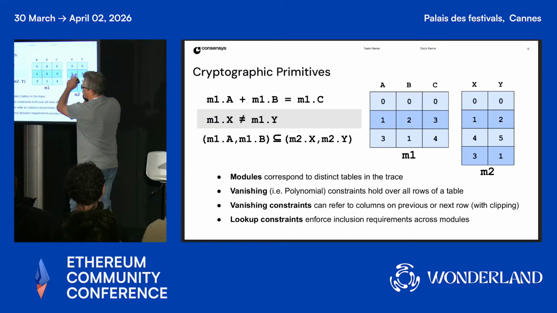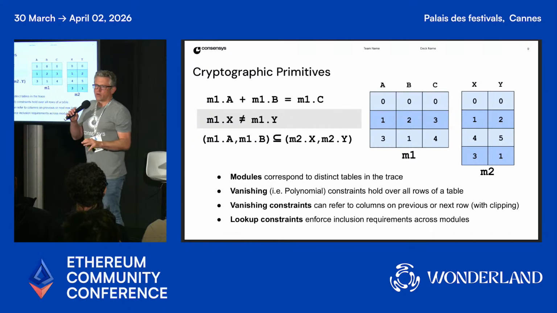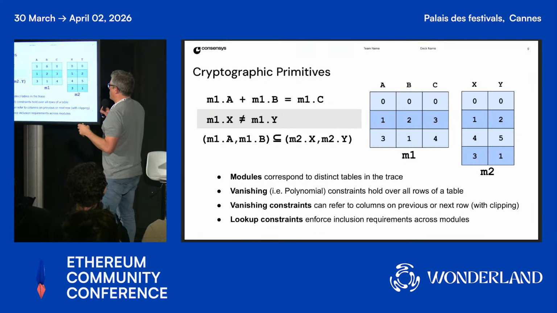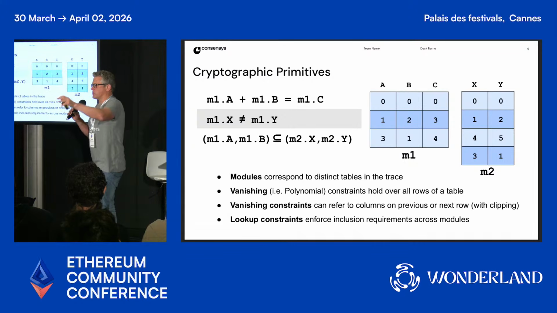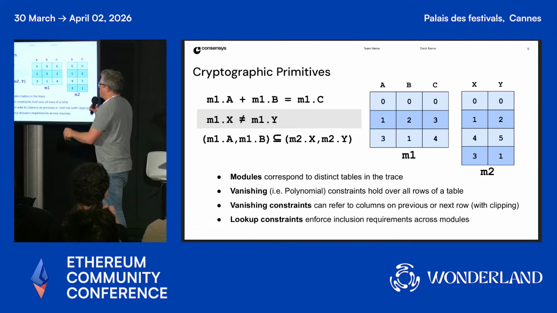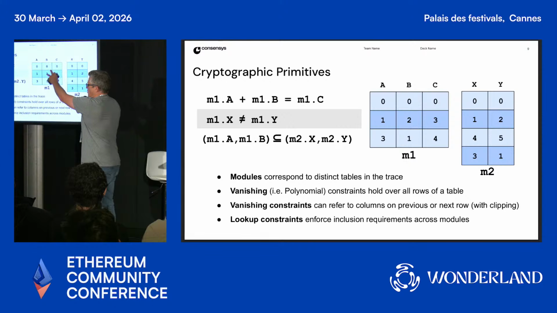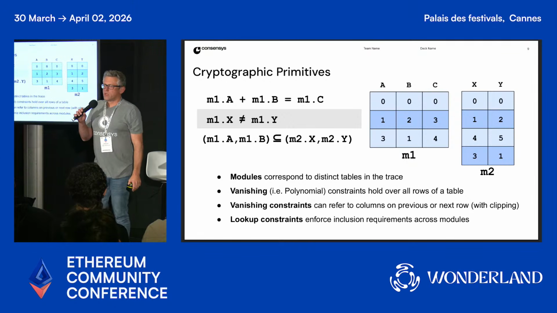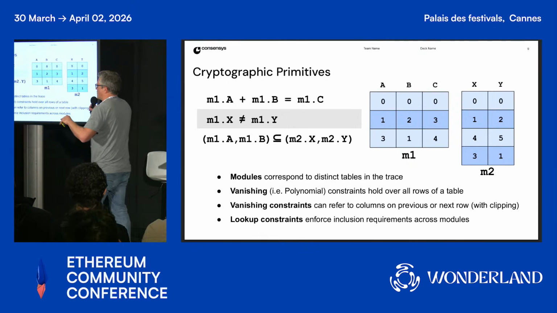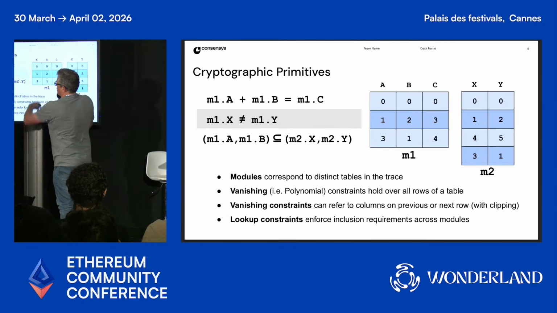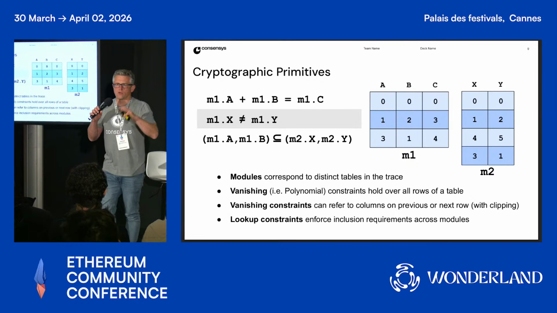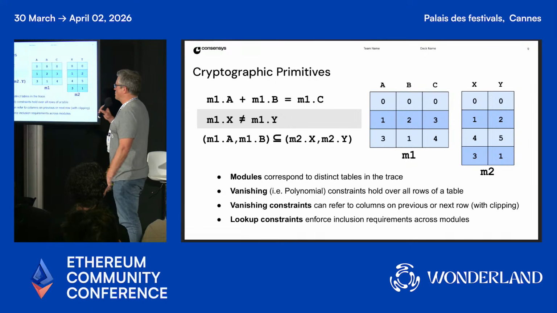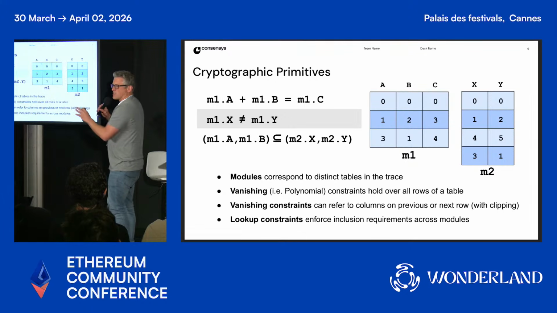They cannot go across modules, but lookups can go across modules. And so we start to see how we're going to translate zkEVM functions into this kind of model. So what we're going to do is every zkEVM function is going to correspond to one of these modules. Instructions of the function are going to be implemented using vanishing constraints, and function calls will be implemented using lookups. And that's the base idea. In our system, we also have permutations and stuff, but I'm not talking about them today.